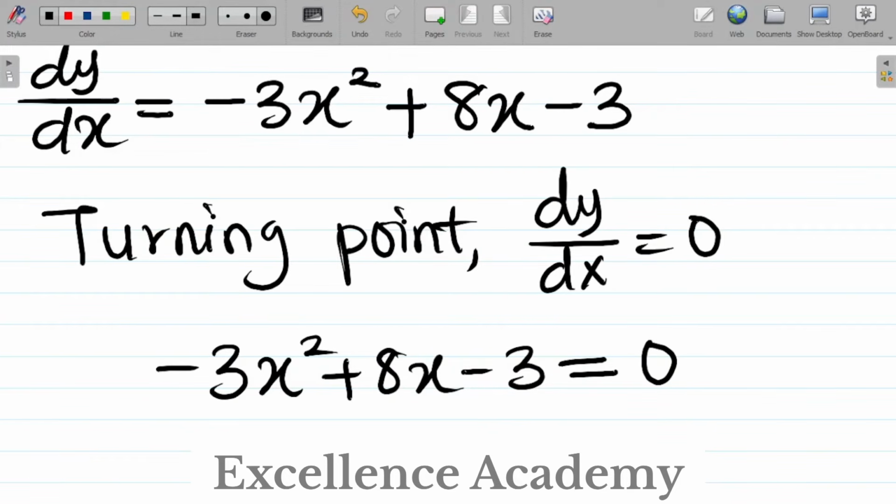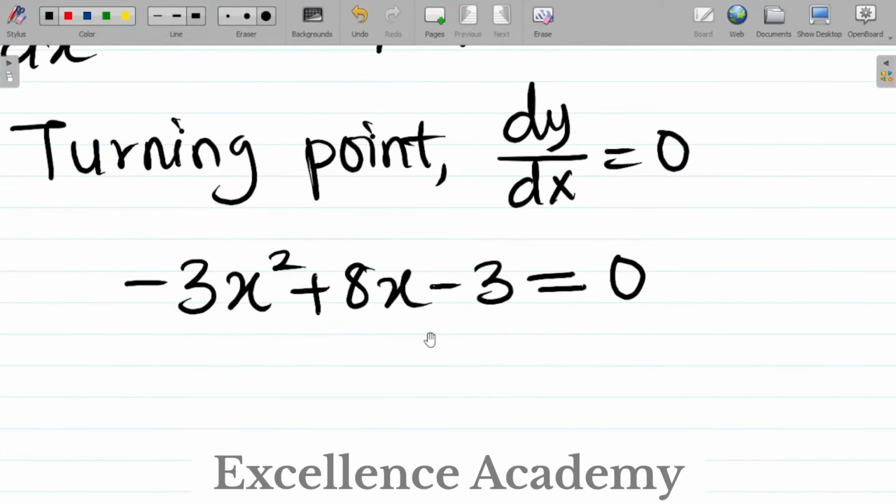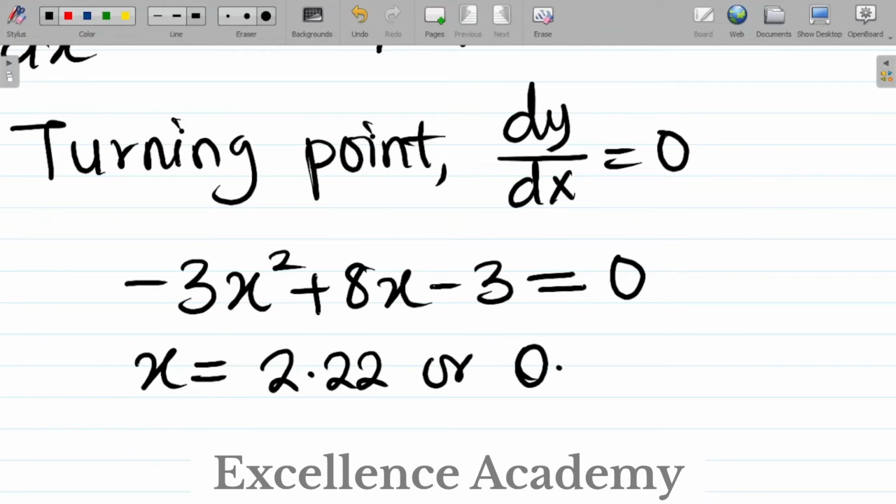Now, if I equate this to 0, this becomes a quadratic equation that I have to solve. Depending on the method you want to use, for me, I'm just going to use a calculator to give me the answer very fast. But you can use either the formula method or factorization or any method that is suitable for you. If you solve this quadratic equation, you have that x is equal to 2.22, or your second answer would be in decimal 0.45.